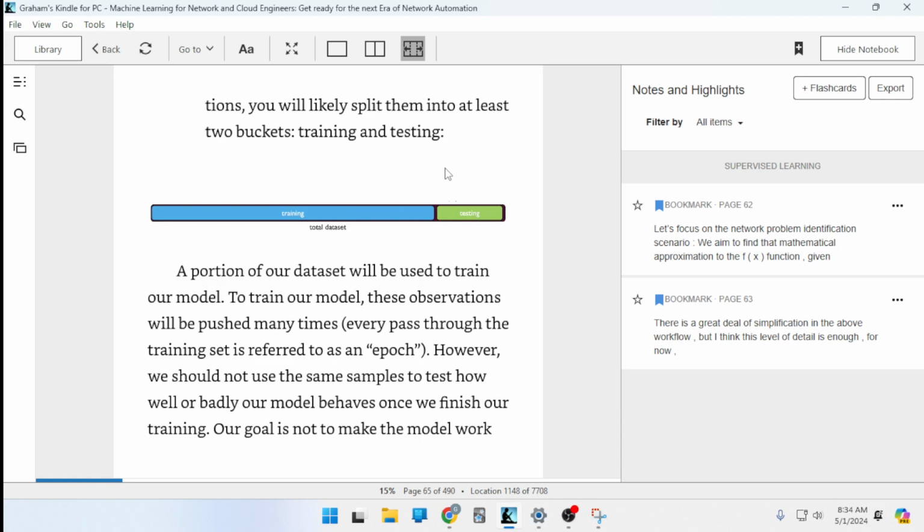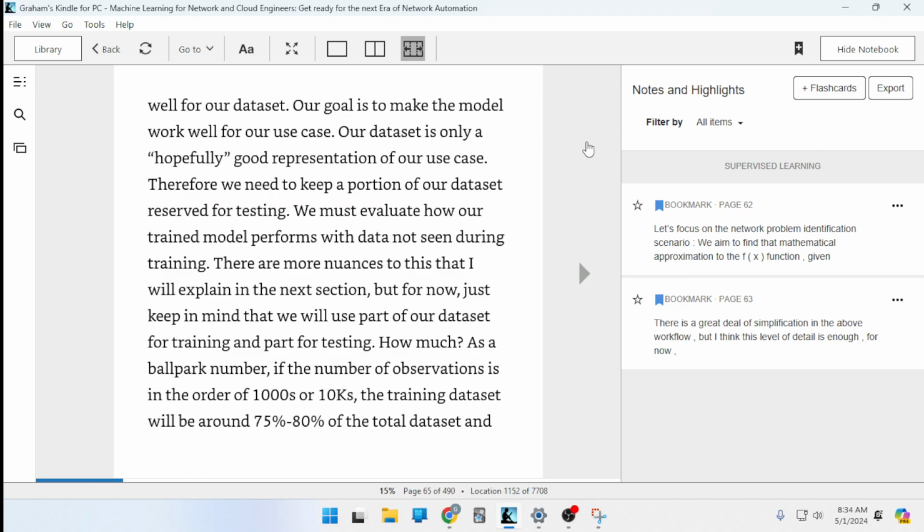A portion of our data set will be used to train our model. To train our model, these observations will be pushed many times. Every pass through the training set is referred to as an epoch. However, we should not use the same samples to test how well or badly our model behaves once we finish our training. Our goal is not to make the model work well for our dataset. Our goal is to make the model work well for our use case. Our dataset is only a hopefully good representation of our use case.